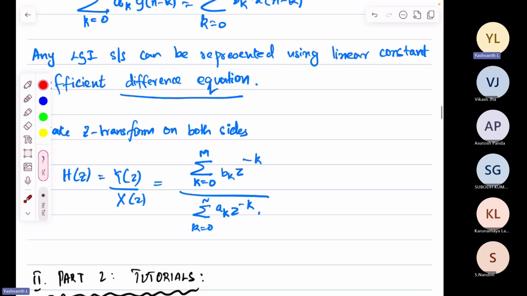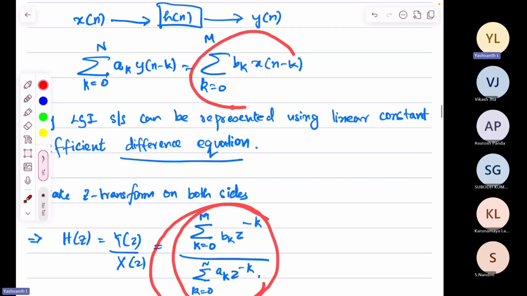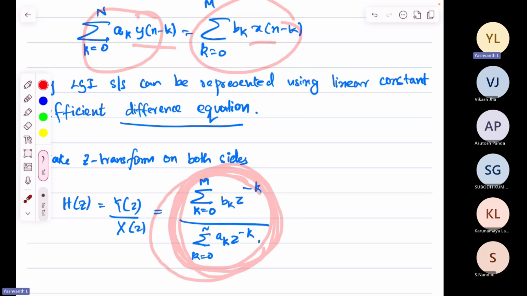Now, if you take the Z transform on both sides of this equation and rearrange, you will get this expression. So this is basically the expression for the transfer function of any discrete time system.